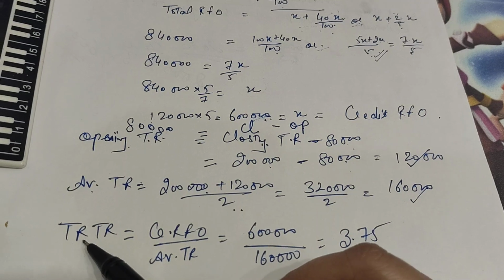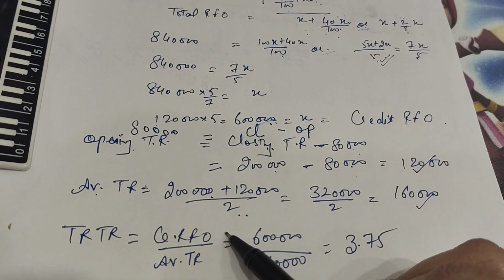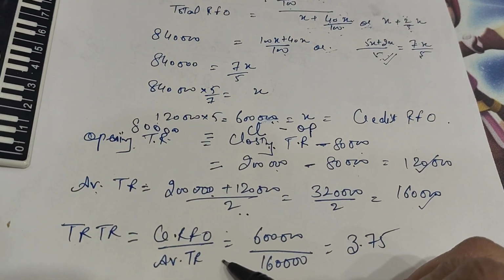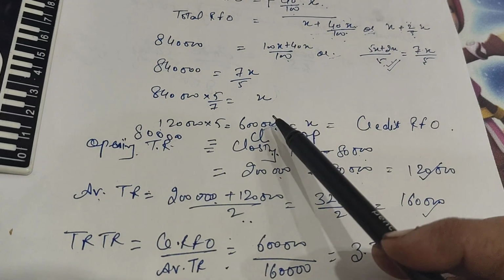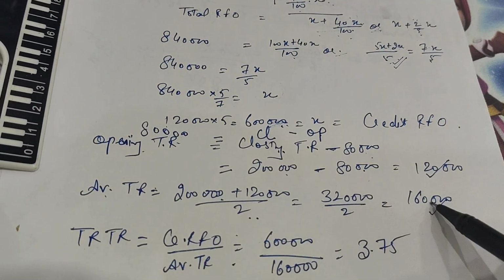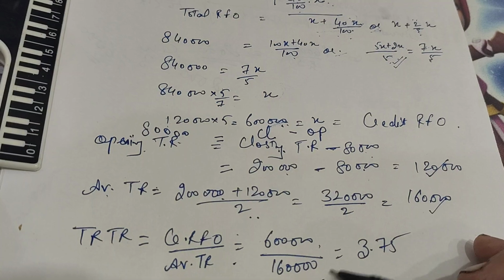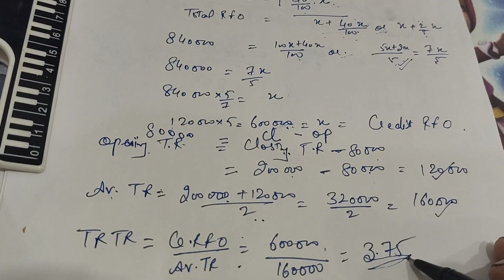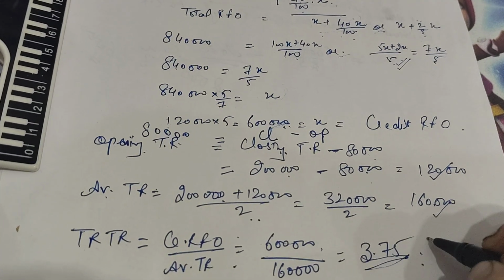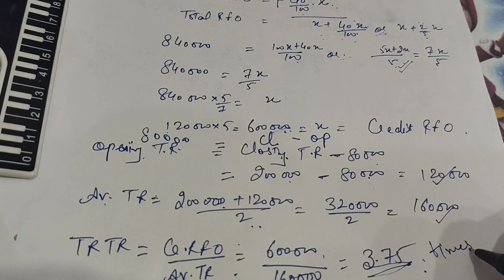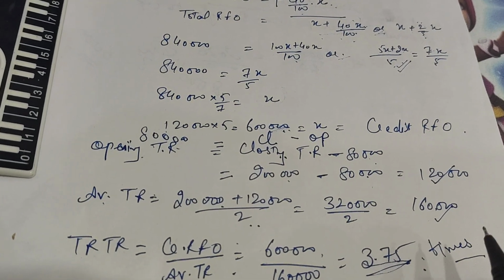So what is the formula for trade receivable turnover ratio? Credit revenue from operations upon average trade receivables. So credit revenue was 6 lakh divided by average, this is 1,60,000. The value I get here is 3.75 times, which is your trade receivable turnover ratio.